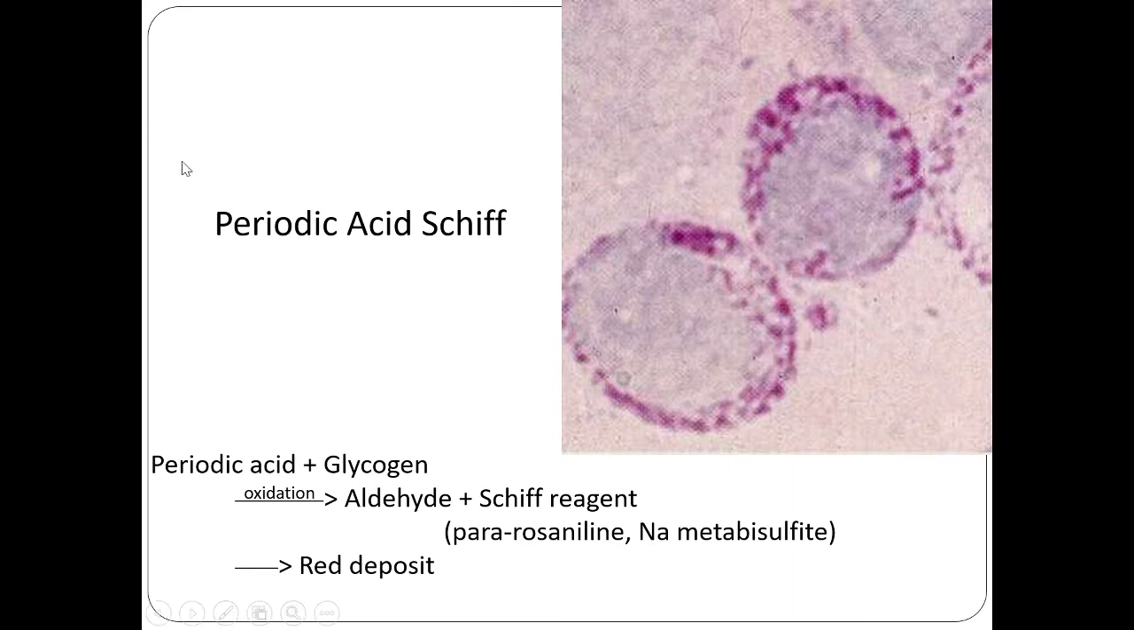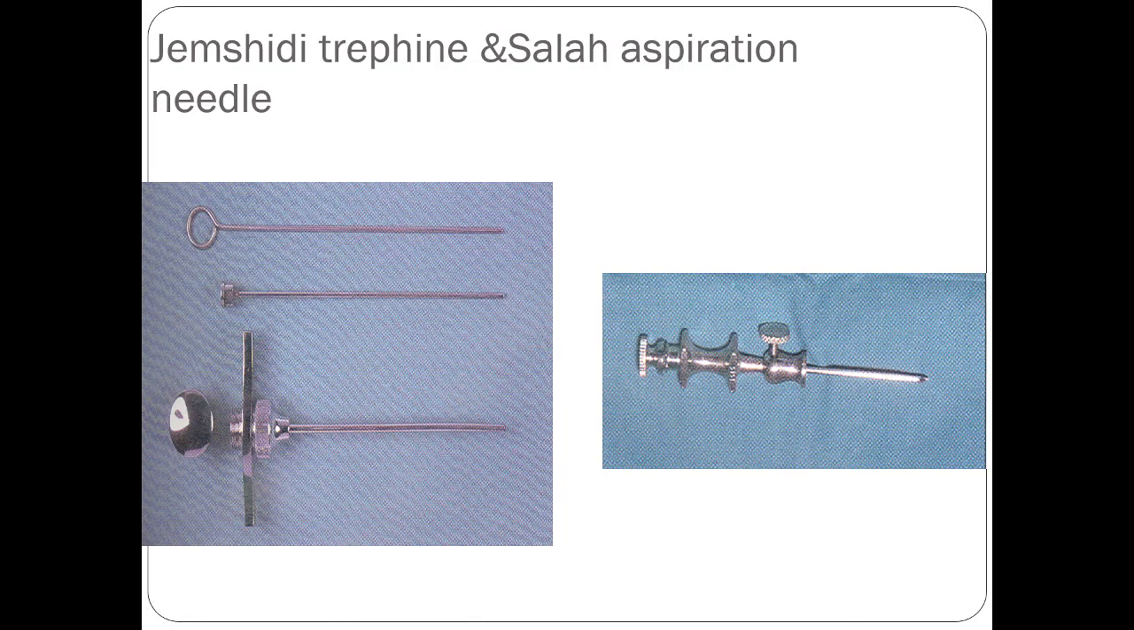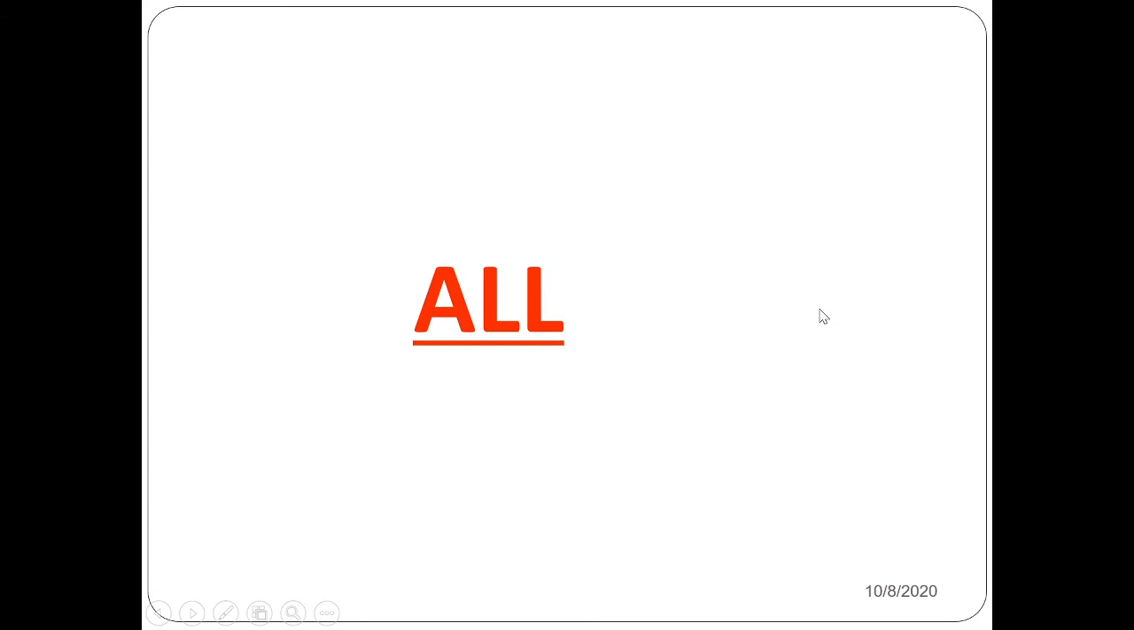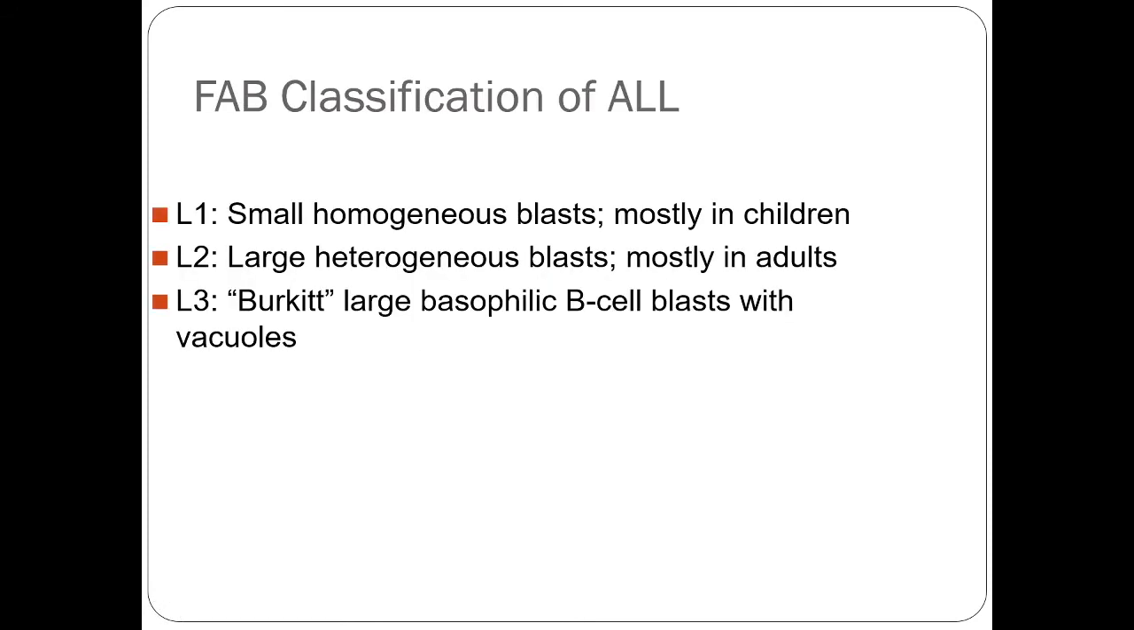Now PAS, periodic acid-Schiff. This is the lymphoblast. PAS gives positivity for the lymphoid series, a block positivity for the lymphoid, and a diffuse positivity for the myeloid. This is the bone marrow biopsy and a bone marrow aspiration needle. Now we will see detail about acute lymphoid leukemia.